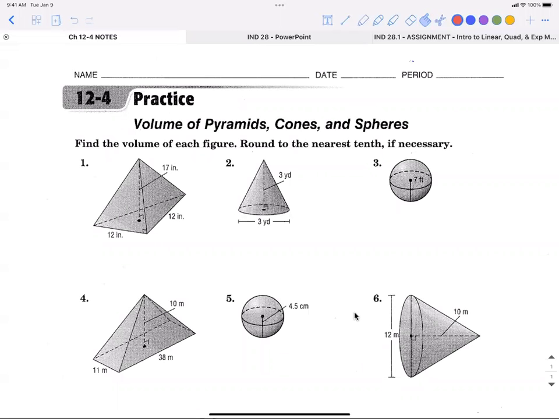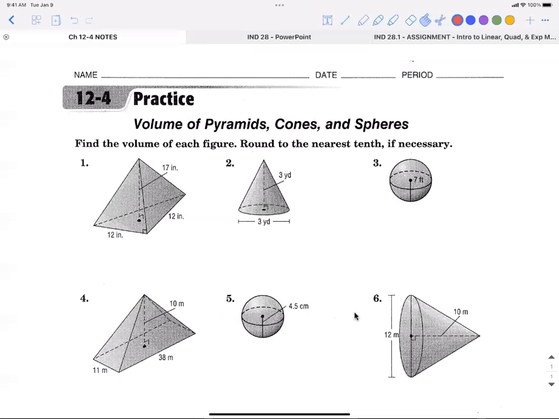All right, chapter 12-4 is going to be volume of pyramids, cones, and spheres. So far we have done perimeter of 2D shapes, where you just add up the outside edges. We've done area of 2D shapes, which our jump start today went over or reviewed a little bit. Today, we're going to be moving into 3D images, and so we're going to be finding the volume.